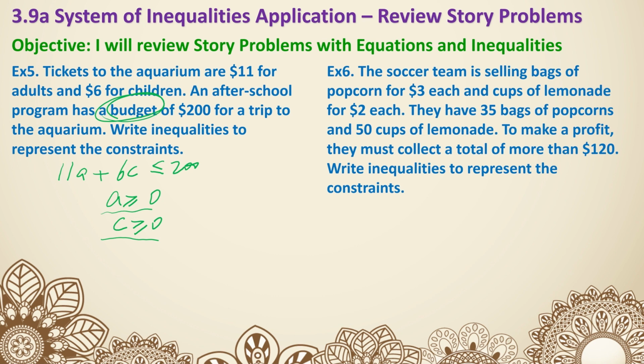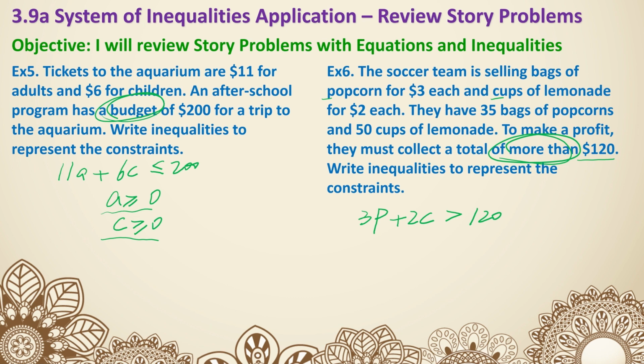Moving on, example 6. The soccer team is selling bags of popcorn for $3 each and cups of lemonade for $2 each. They have 35 bags of popcorn and 50 cups of lemonade. To make a profit, they must collect a total of more than 120. Well, popcorn, let's use P. Lemonade, cups of lemonade, let's use C. So we got 3P plus 2C. It has to be more than 120, so it's greater than 120.